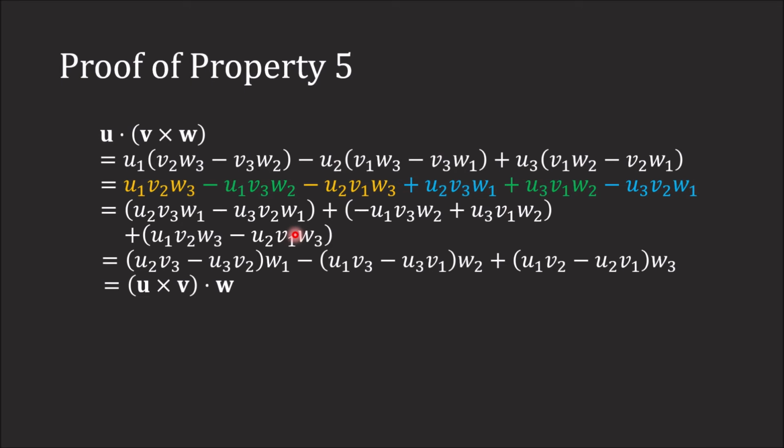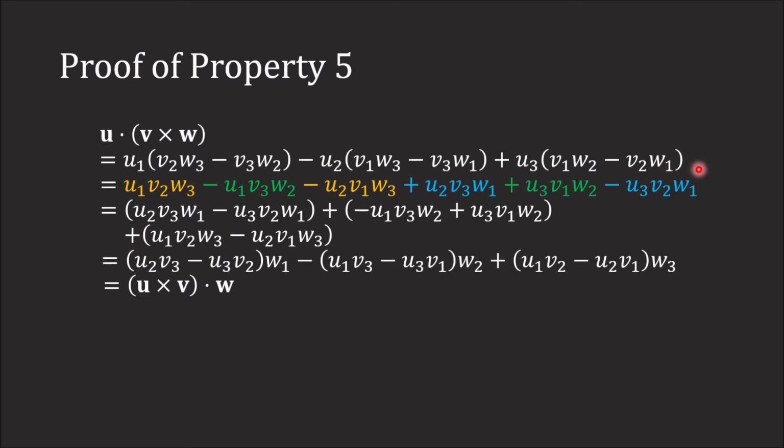So now the proof of property 5, U dotted with V cross W. So we'll get U1 times quantity V2W3 minus V3W2, minus U2 times the quantity V1W3 minus V3W1, plus U3 times the quantity of V1W2 minus V2W1.